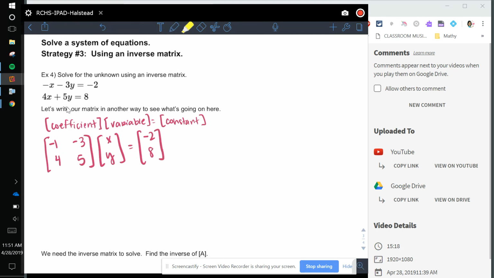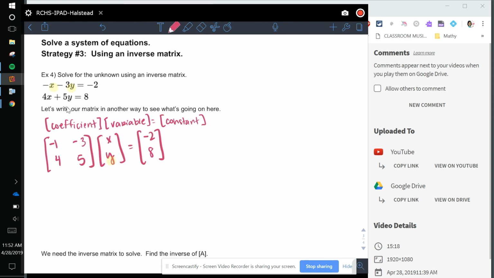Remember, when I multiply matrices, I'm doing row 1 by column 1. So -1 times x would give me -x, and -3 times y would give me -3y. And then we do the second row by the first column, so 4x plus 5y. This is why we can set it up this way.